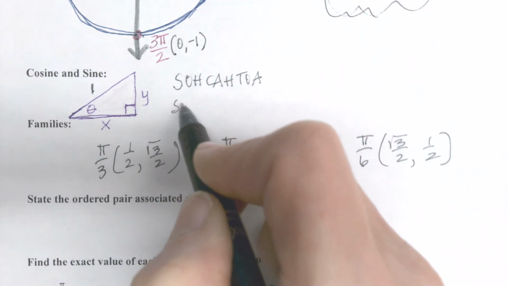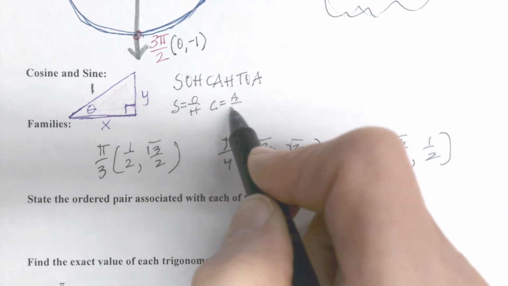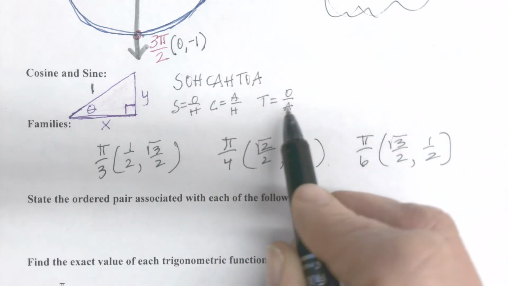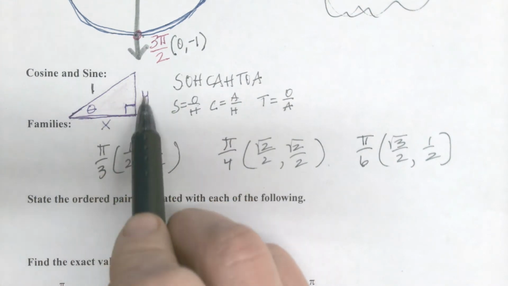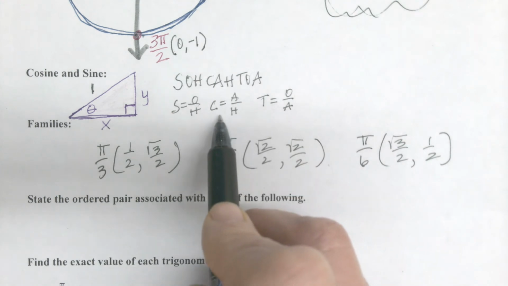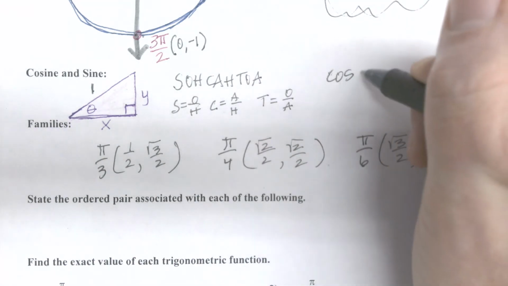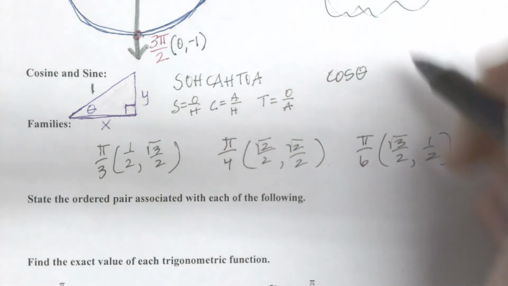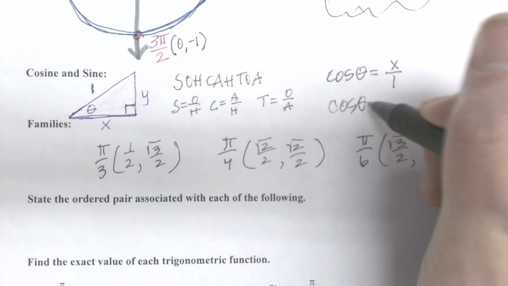This means sine is the opposite over the hypotenuse, cosine is the adjacent over the hypotenuse, and tangent is the opposite over the adjacent. And so if I am going to be looking at this value here, let's start with cosine. The cosine of an angle, in this case theta, is the adjacent over the hypotenuse, is x over 1, or the cosine of theta is x.